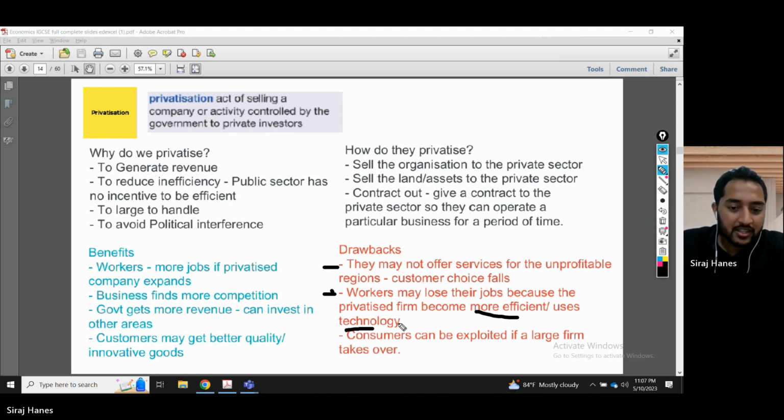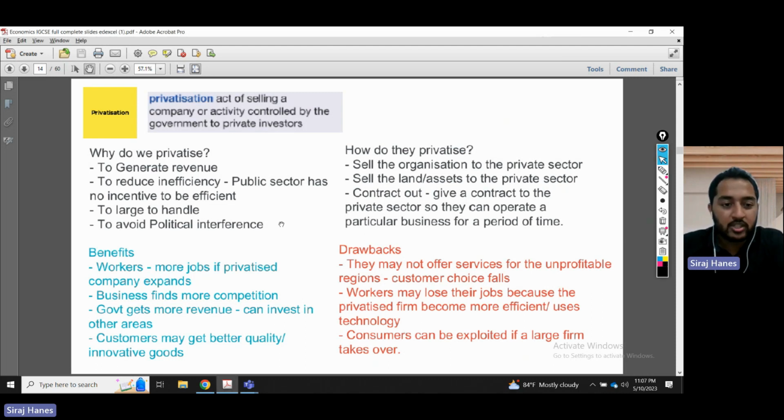Next thing, if the private sector becomes a monopoly, one large firm, they'll exploit consumers. They have no reason to give it cheap to consumers if no other competition is there. The drawbacks of privatization.